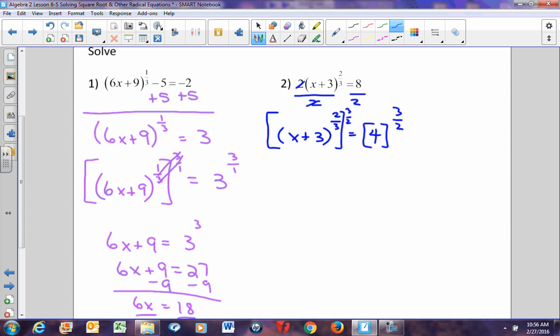So we have to take it out. This cancels this, but instead of becoming x plus 3, it becomes the absolute value of x plus 3, because we took an odd number out of an even root. Okay, so then this becomes 4 to the 3/2 power.